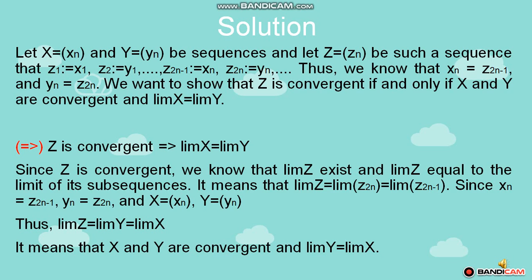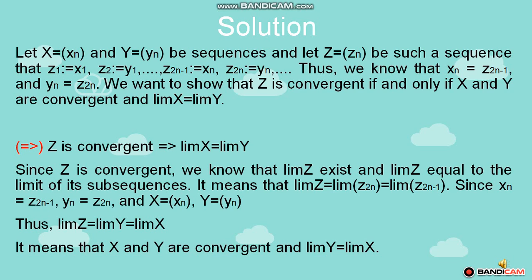Now, let's see the solution. First, we have to define or rewrite all of the given problem. Let big X equals (xn) and big Y equals (yn) be sequences, and let big Z equals (zn) be such a sequence that z1 equals x1, z2 equals y1, until z2n-1 equals xn, z2n equals yn, and so on. Thus, we know that xn equals z2n-1 and yn equals z2n. We want to show that big Z is convergent if and only if big X and big Y are convergent, and limit big X equals limit big Y.